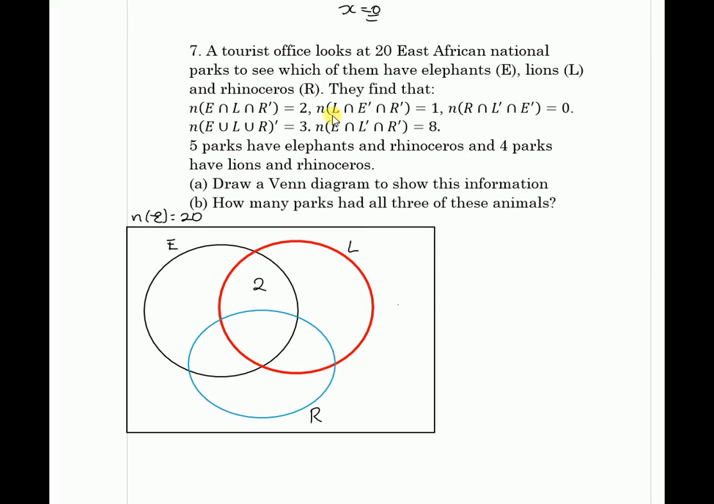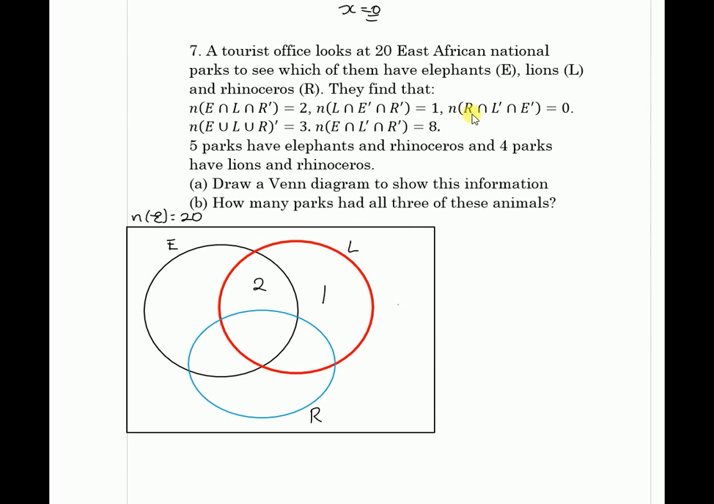Then we have L intersection E complement intersection R complement. This one is in L, but outside E, outside R. That means L only. That is 1 L only, because we are seeing a complement there and a complement there. Outside this, outside that, inside L only.